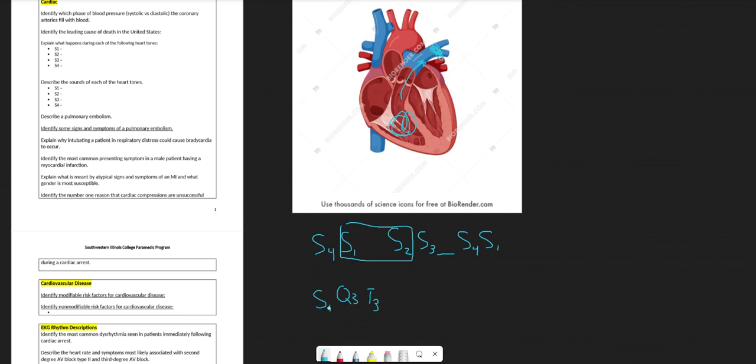The actual most common EKG finding in a PE is just sinus tach. Sinus tachycardia is the most common EKG finding in a pulmonary embolism. So don't rely on this. It's not real. It's not a real thing.